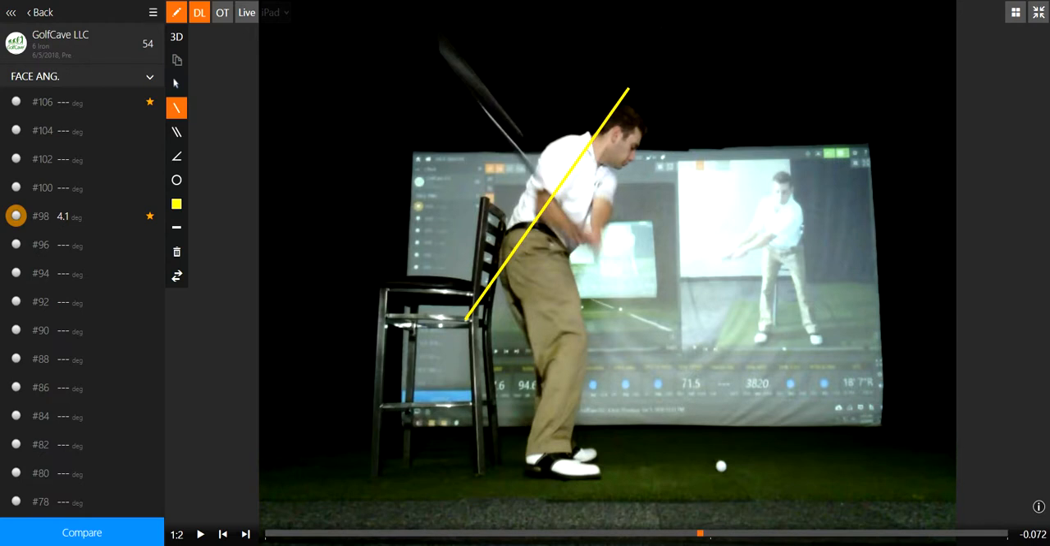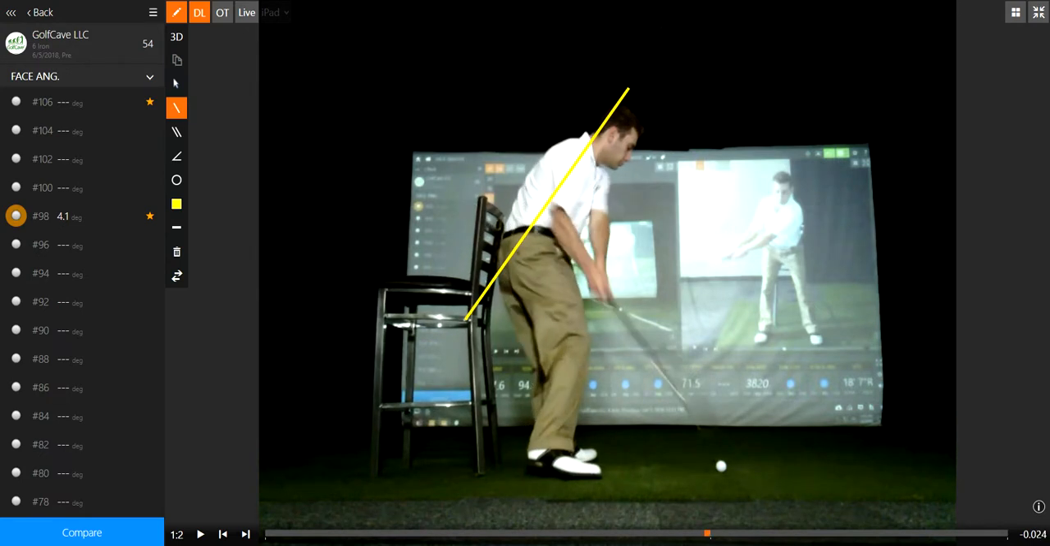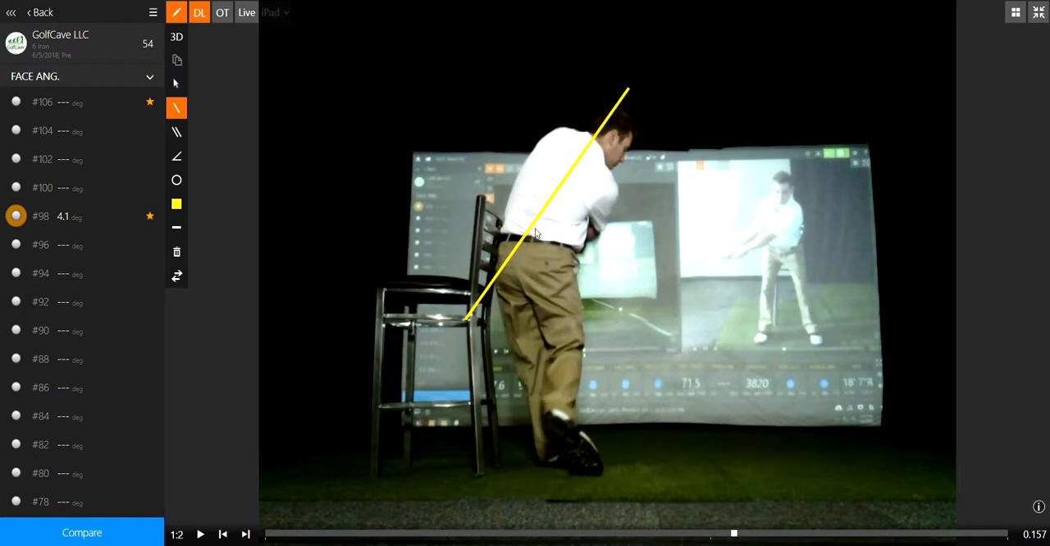That'll help him work on weight shift. And because his left hip is cleared, it'll allow him to maintain his spine angle as he goes through the ball.